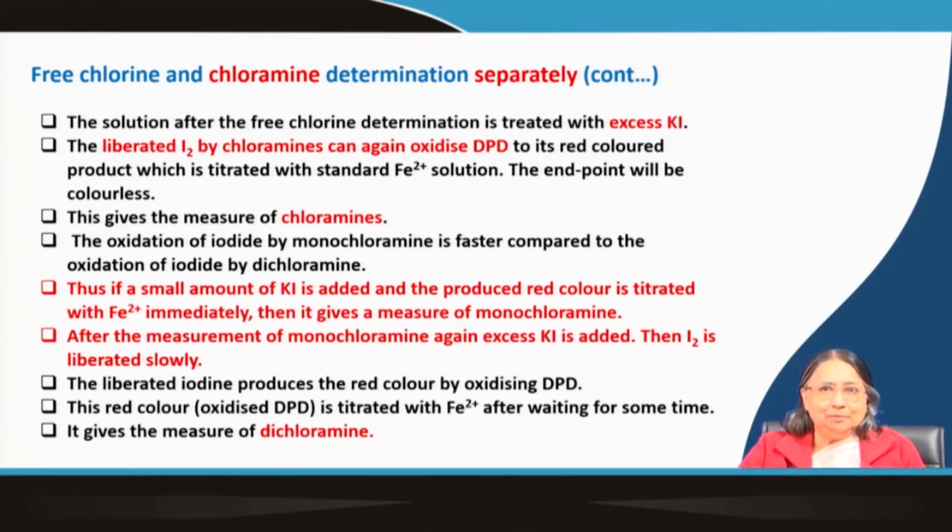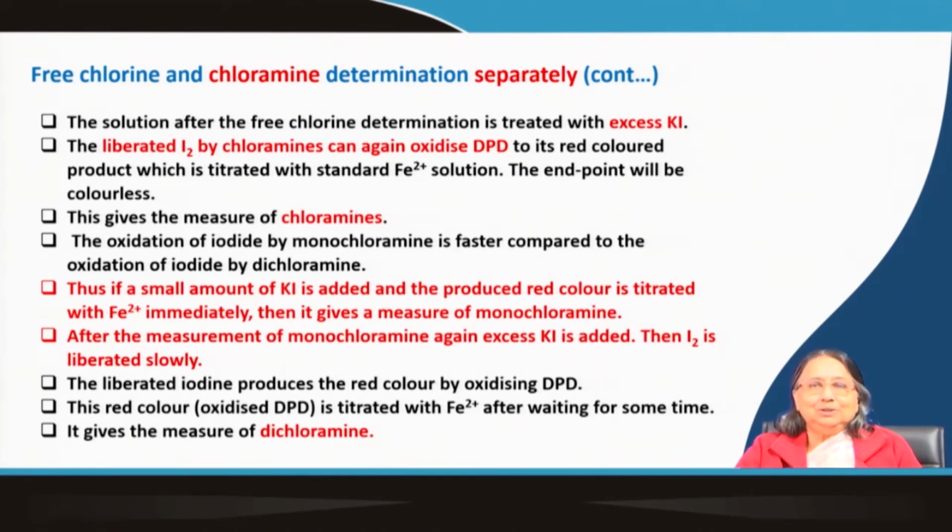Monochloramine is quickly produced, and you have already determined it. Then KI is added again, you allow some time, and dichloramine will produce the oxidized DPD. Then you do the same reaction with iron 2 plus and determine the dichloramine. So it is basically kinetics; depending on the kinetics you measure monochloramine and dichloramine separately. The liberated iodine produces a red color by oxidizing DPD. This red oxidized DPD is titrated with iron 2 plus, the same way, but this time you are getting dichloramine.